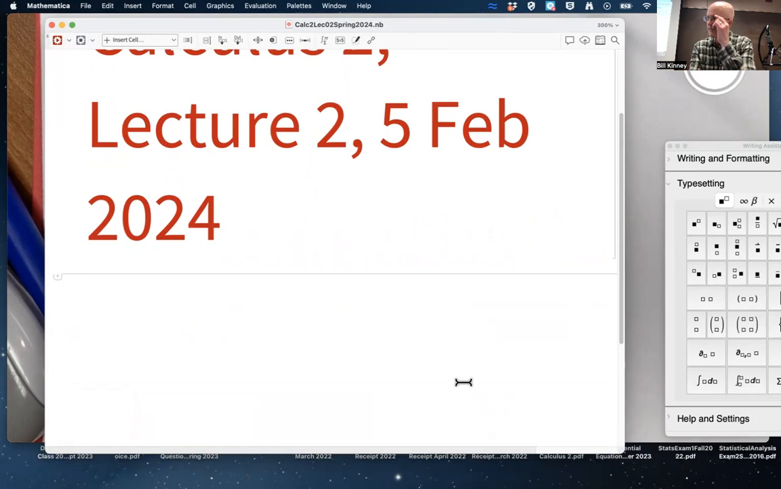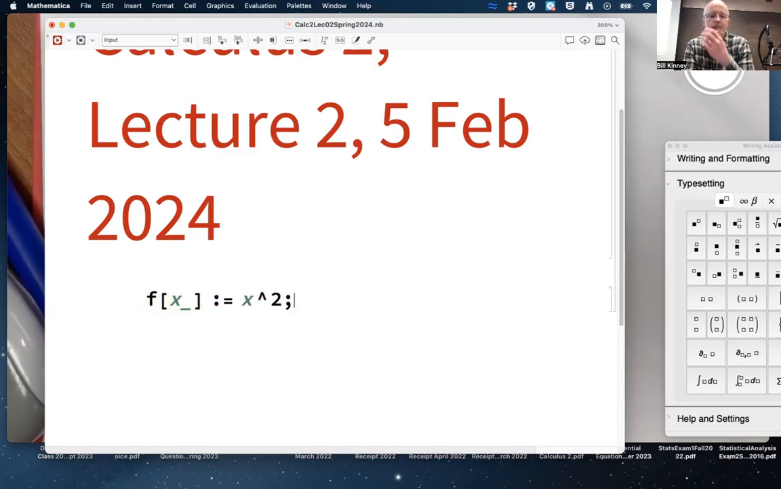And you do want to make a habit of using Mathematica to check your work, even when I don't tell you to use it. It is a good tool for checking your work when you know how to use it. It's also a good tool, we'll see, for helping you understand what's going on. First, define your function, x squared.